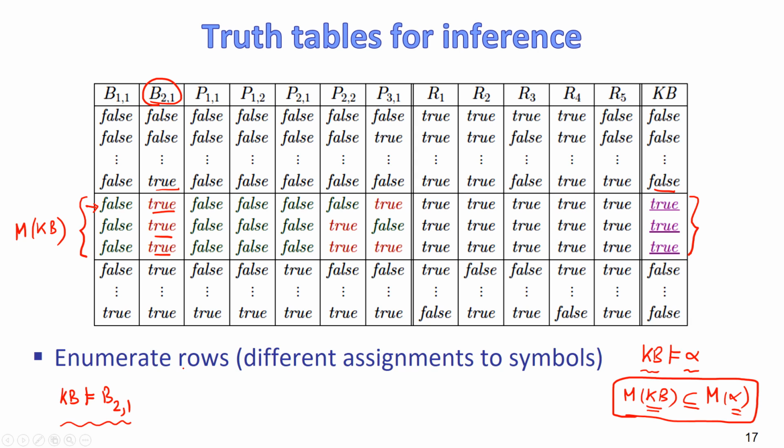Now we don't care. That's the point. We don't care about any model in which the knowledge base is false. To prove this, we only care about the models where the knowledge base is true, which is only these 3 rows. Okay?